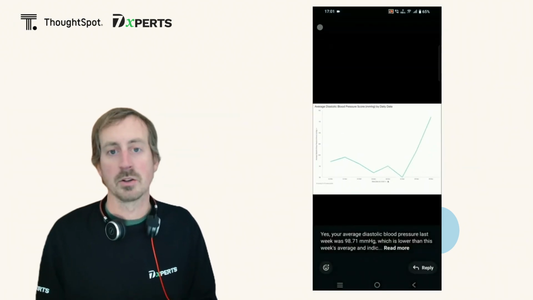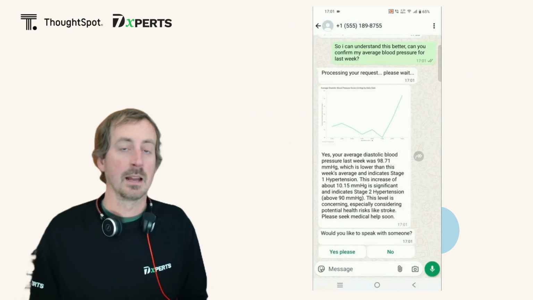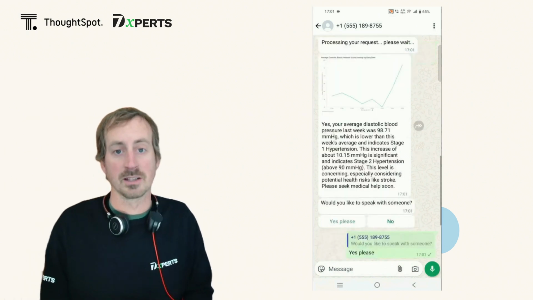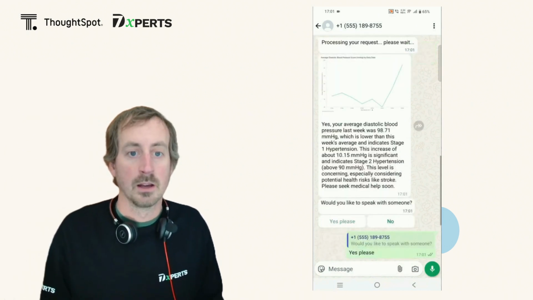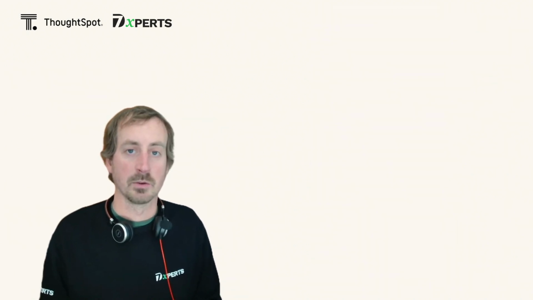So this is all around the interactivity between a user in their application, such as WhatsApp, and the underlying data architecture, such as ThoughtSpot. At this point, the user selects yes to speak to somebody, and then the agent is able to put them in touch with the appropriate person.